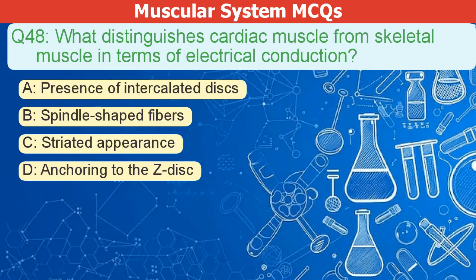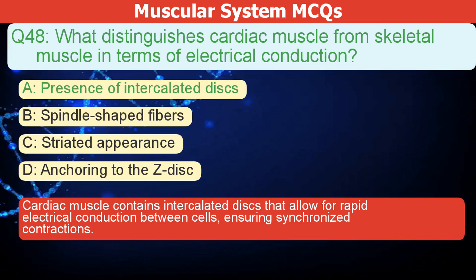What distinguishes cardiac muscle from skeletal muscle in terms of electrical conduction? A. Presence of intercalated discs. B. Spindle-shaped fibers. C. Striated appearance. D. Anchoring to the Z disc. The correct answer is A. Cardiac muscle contains intercalated discs that allow for rapid electrical conduction between cells, ensuring synchronized contractions.